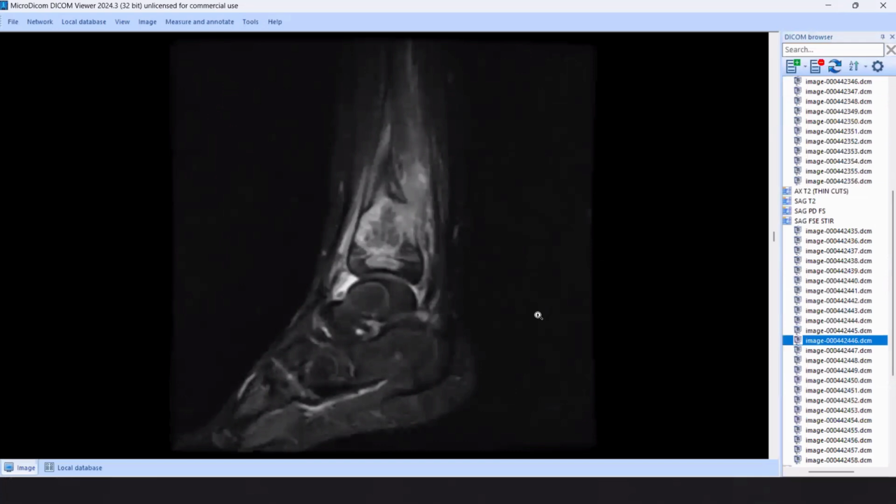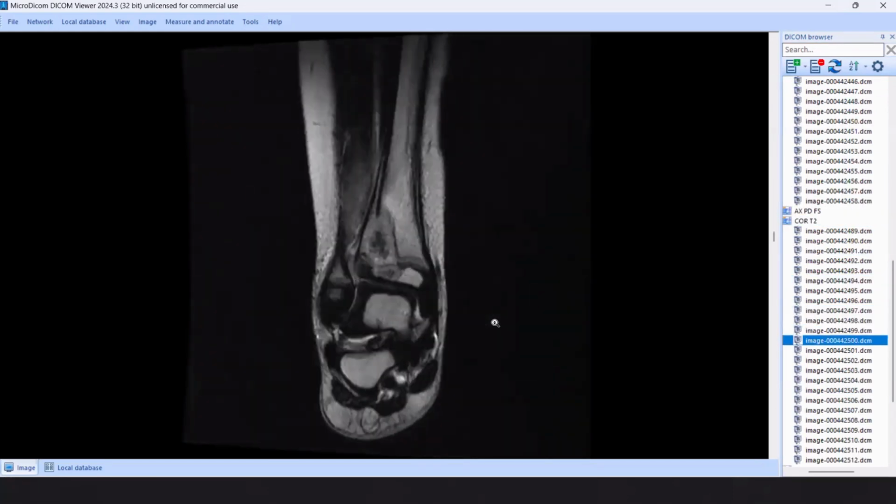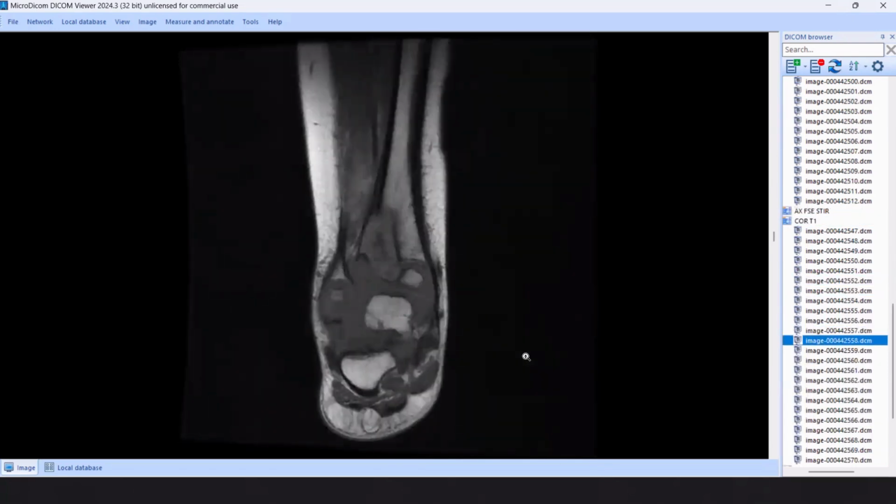What do you think after 2 months? Is there any progression or regression or improvement? No, it's progressed. I agree with you. The lesion is much progressed. Okay. Let us see. I want to look for the lesion now.